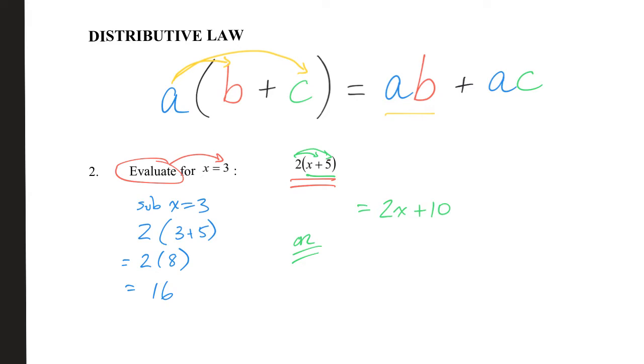Notice what I did. I have my 2 times my x, and then I have my 2 times my positive 5. Now, how confident are you that this equals 2x plus 10? Would you bet your life on it? Some of you might be like, I don't know. Well, then let's sub in. So now we're going to make a substitution of x equals 3. When I replace my x with a 3, my suggestion to you is to sub in your 3 in brackets.